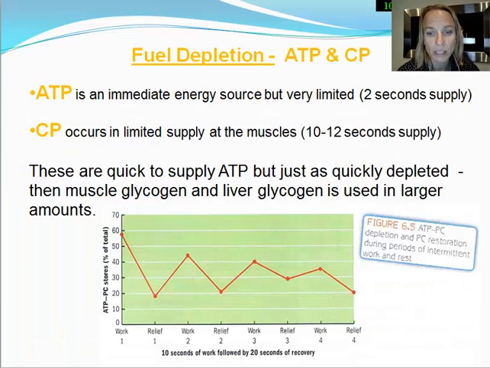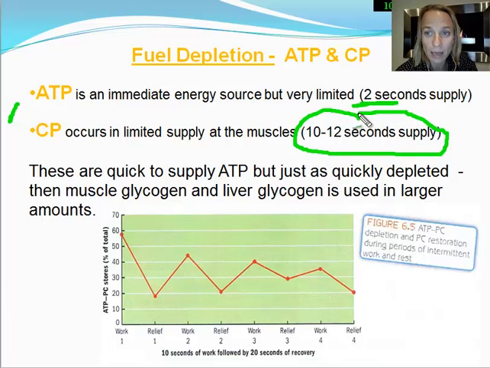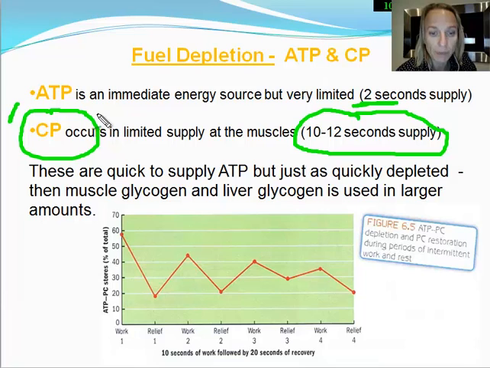So the first one, fuel depletion. ATP and CP, these are our chemical fuels in the muscle. These deplete after we begin exercising. We only have a couple of seconds of ATP stored in our muscles, so therefore we then rely on our ATP-CP system to provide ATP. And as you know, this energy system only lasts for about 10 to 12 seconds because the fuel, the petrol if you like, that fuels this energy system is creatine phosphate, or phosphate creatine, and this is in limited supply. We can only store around 10 to 15 seconds supply within the muscles.